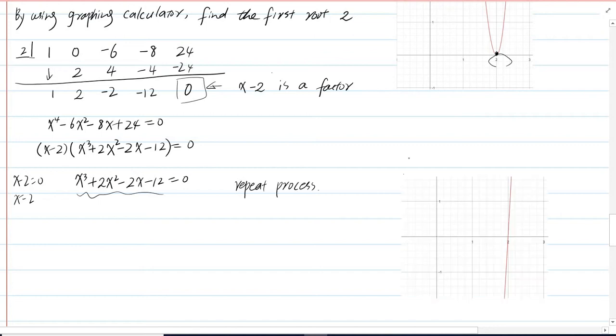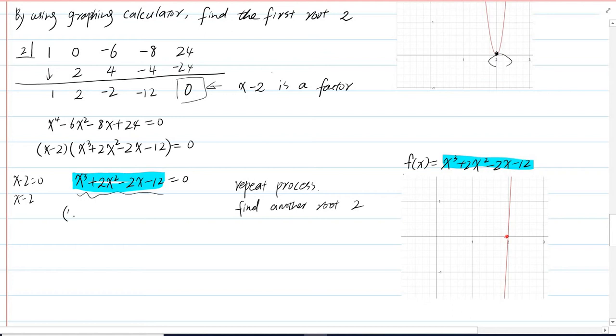This graph comes from f of x equals x cubed plus 2x squared minus 2x minus 12. If you enter this in your graphing calculator, we repeat the process. Now you have 2, so we know x minus 2 is a factor. We do this again using the 2. Now we're dealing with this part: 1, 2, negative 2, and negative 12. So we use synthetic division.